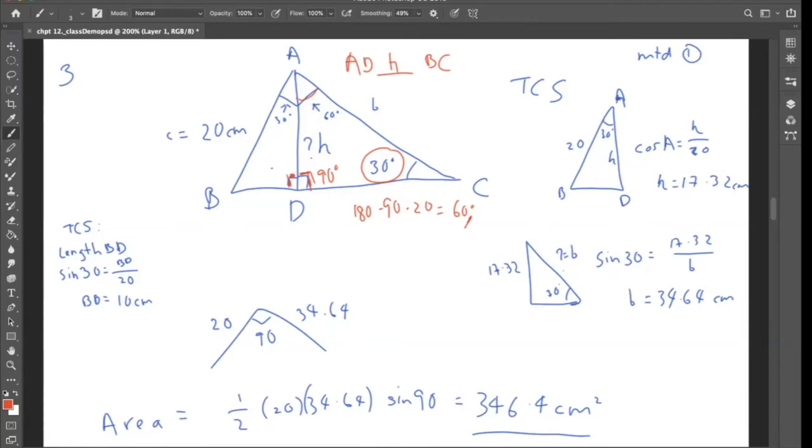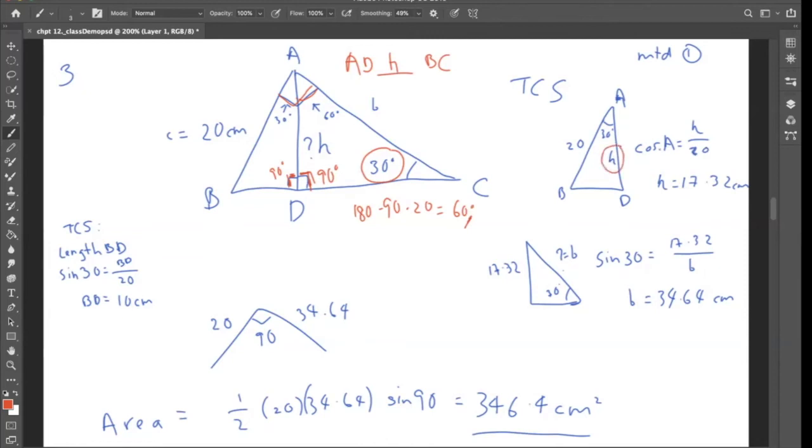So the same thing here, I already know this is 90. Then I'm going to solve. The clue is given to me. So 90 minus 60 is 30. So with all these clues, we can start to solve for the height, h.